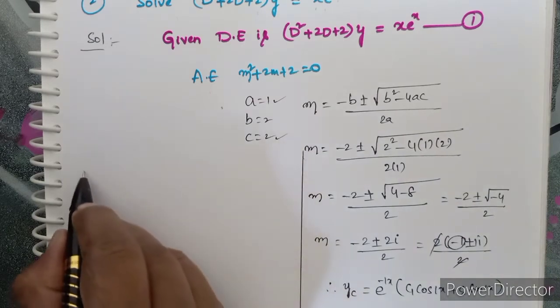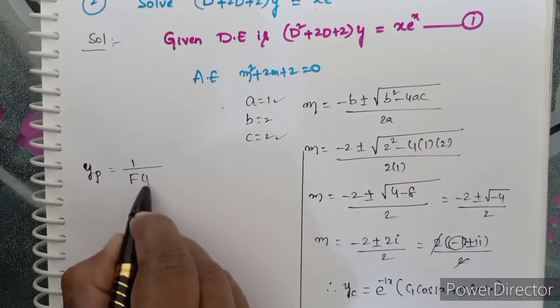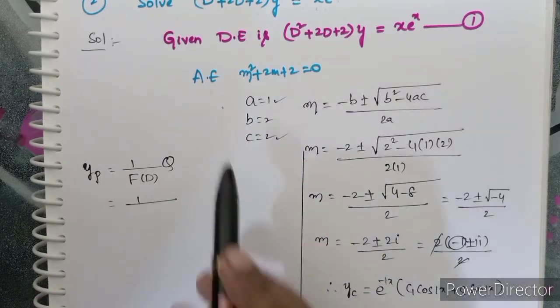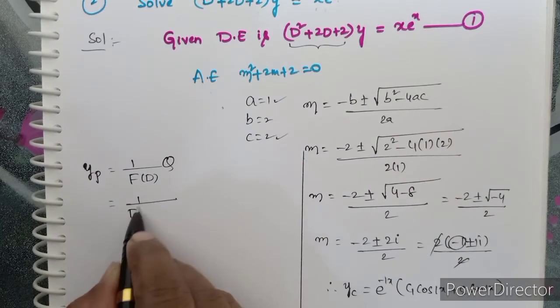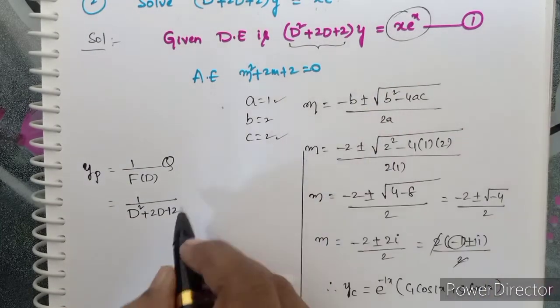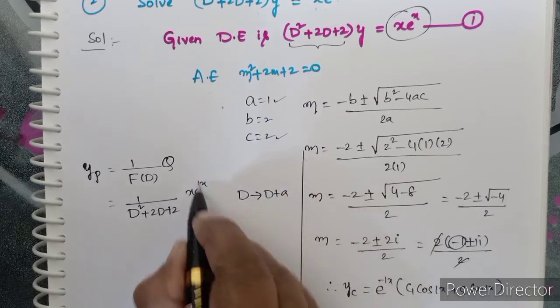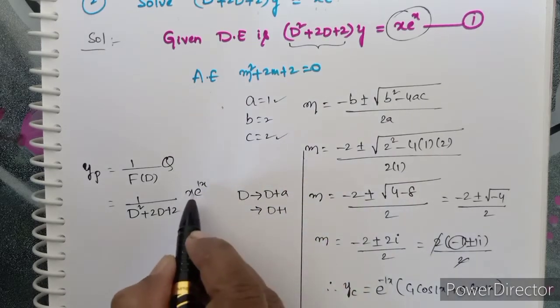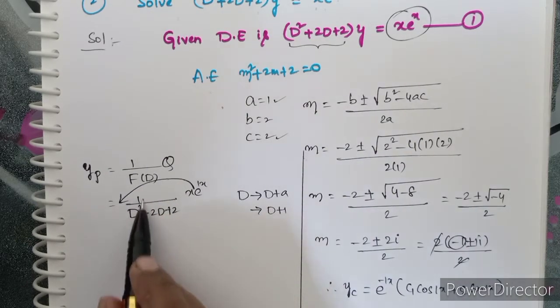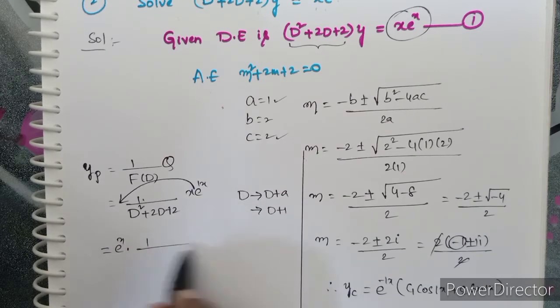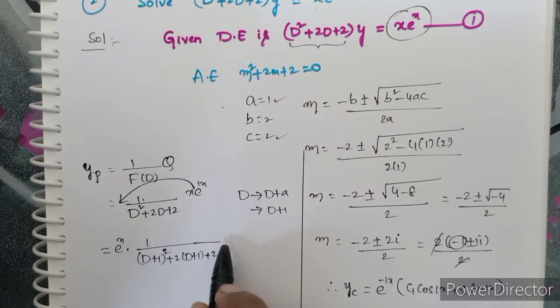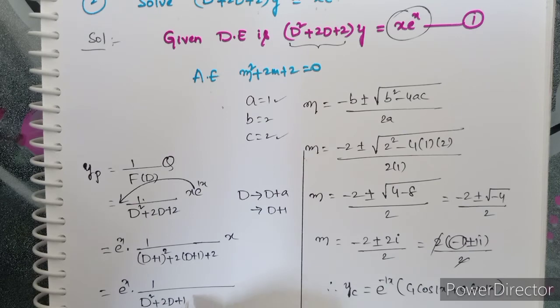Now we find the particular integral yp is equal to 1 by f of D into Q. In this problem f of D is D square plus 2D plus 2 and Q is x e^x. According to the procedure, we have to replace D by D plus a. Here a is 1, so D is replaced by D plus 1, and we bring this e^x outside the operator 1 by f of D. So e^x into 1 by (D plus 1) whole square plus 2 (D plus 1) plus 2, into x. e^x into 1 by, we expand, D square plus 2D plus 1 plus 2D plus 2 plus 2.